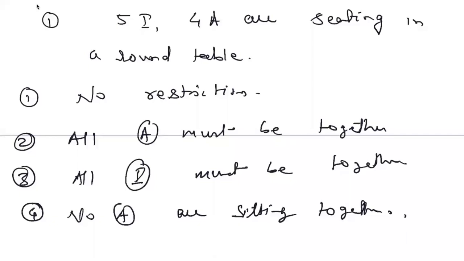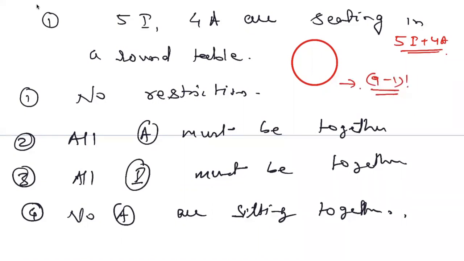We have to take care of the circular arrangement; the condition is given like 5 Indians and 4 Australians. Total number of people is 9. They have to sit in a circle, and there aren't any restrictions. So we know that 9 minus 1, 8 factorial will be the answer for the first one.